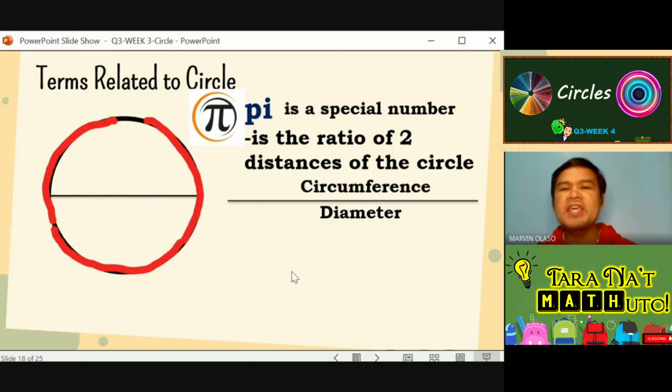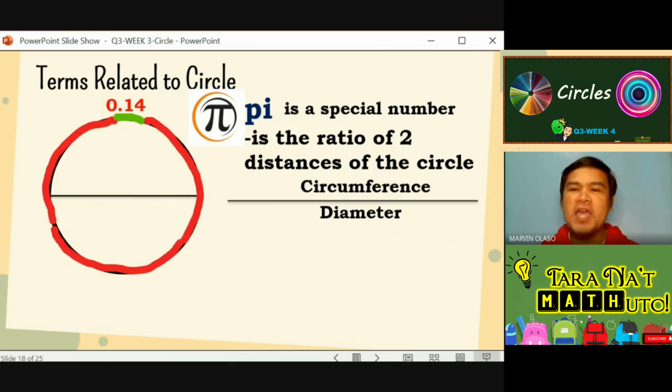Ayan. Ibig sabihin yan ay hindi pa. Meron pang konti. No, there's still a little distance dito po para mabuo yung isang buong circumference. And that distance is, ayan, yung maliit na yan ay equivalent to 0.14 or 14 hundredths. Yan. So, ibig sabihin, yung isang buong circumference ay binubuo ng 3 at 0.14.